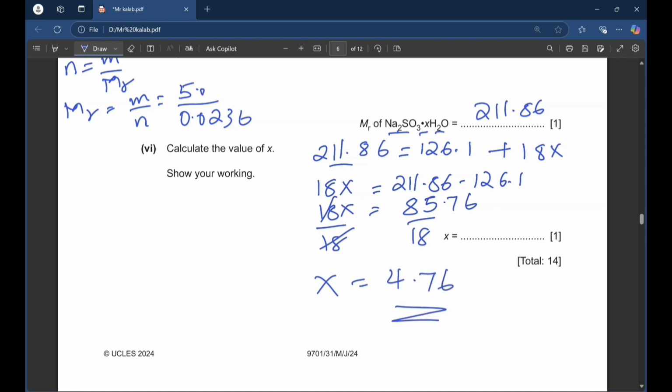This would be 4.76. Now remember, we were asked to calculate the integer value of x. What does that mean? We have to round it to the nearest integer. This would be 5. So this is how you get your 14 marks from this question. Remember that stoichiometry and water of crystallization always appear in your exams. So make sure you are able to do stoichiometry calculations to calculate water of crystallization.